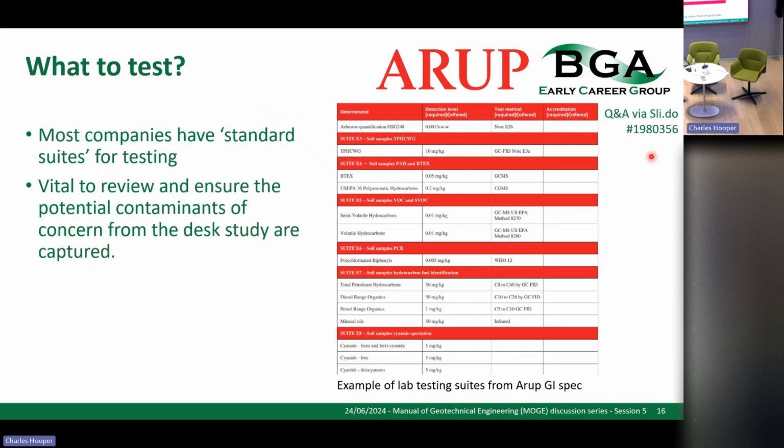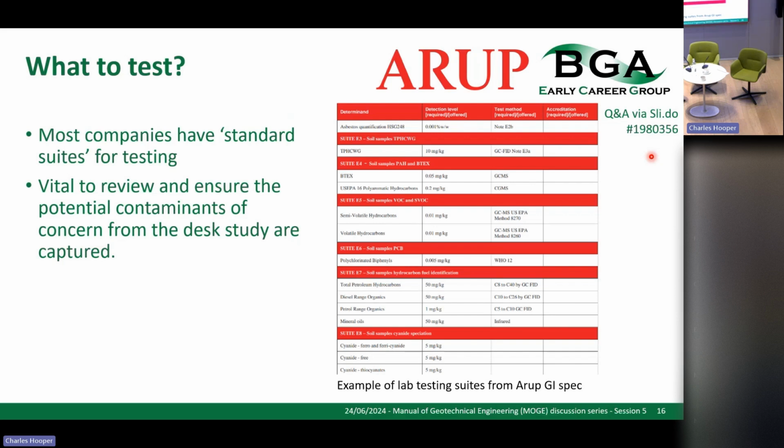After all that, you actually have to decide what you're going to test for. There is no one shot for it all. Most companies will have a standard suite or set of suites, but those are guides. Most of them will cover your general contaminants, but it's vital that they are reviewed against what you're expecting the contaminants of concern to be for each site, and making sure that you pick it up.